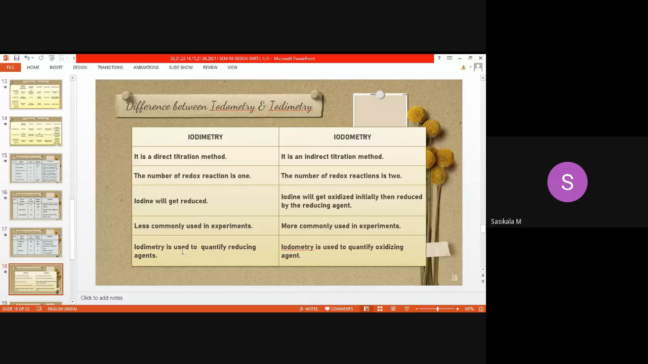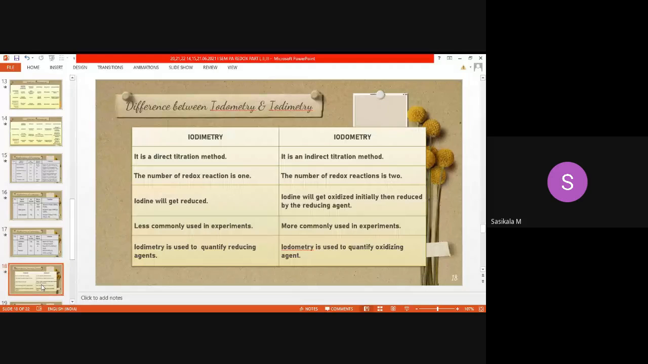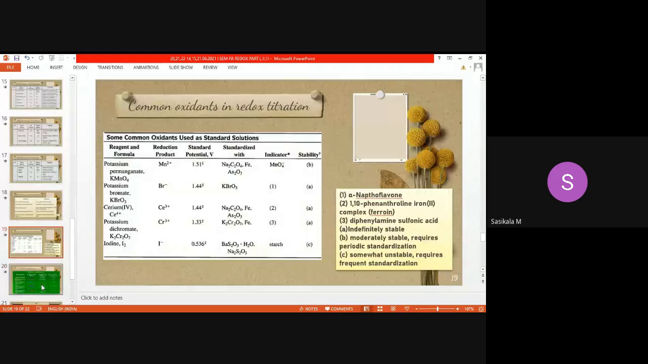Sodium thiosulfate is what? A reducing agent. In iodometry, oxidizing agents are quantified, like liberated iodine. Iodine will be liberated from some other oxidizing agent. That is your sample. It will be liberating iodine by means of oxidation. Then this iodine will oxidize sodium thiosulfate. That is the reaction. So these are the differences between iodometry and iodimetry.